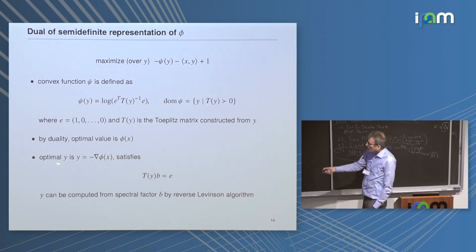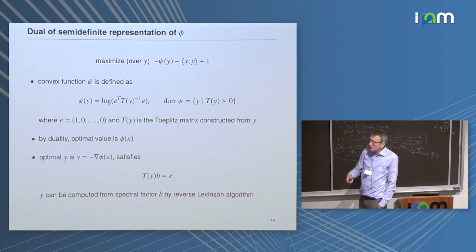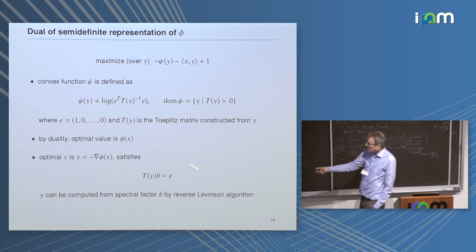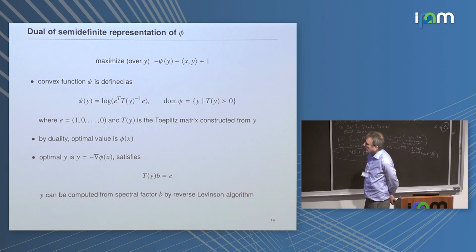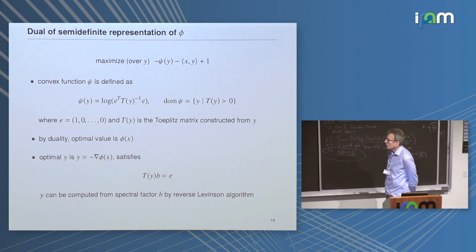And the gradient can also show that the optimal y can be computed from the solution of the primal problem, the spectral factor, because it's the Toeplitz matrix that satisfies this equation. So usually in signal processing, these equations are very common. T is a Toeplitz matrix, B is a vector, E is the first unit vector. If y is given and you solve for B, then that's called the Yule-Walker equation. Here, actually, we fix B and we solve for y. So it's bilinear in y and b, so if you fix b, you can solve for y. And that can be solved by algorithms very similar to algorithms for the Yule-Walker equation.